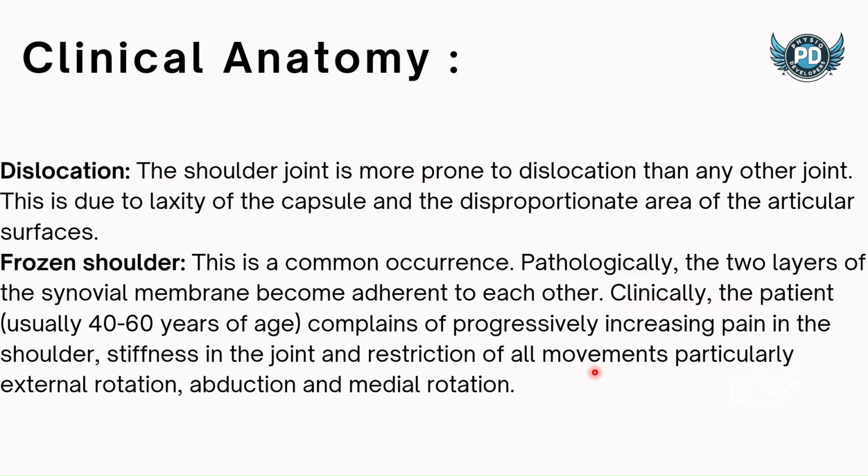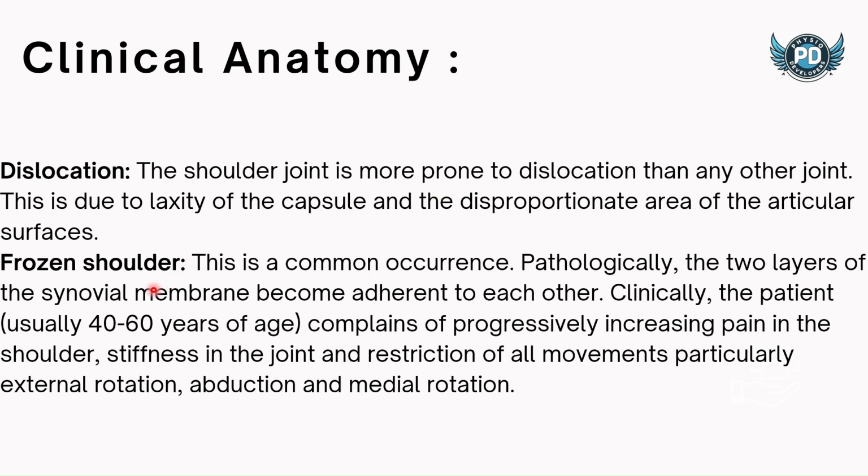And last one, clinical anatomy. Here I mention only two clinical anatomies. First one is dislocation, second one is frozen shoulder. What is dislocation? Dislocation means it is disarticulated from the articulation surface, and the shoulder joint is more prone to dislocation. Why is this more prone to dislocation? This shoulder joint has less stability than any other joint. Due to the less stability, shoulder joint is more prone to dislocation.